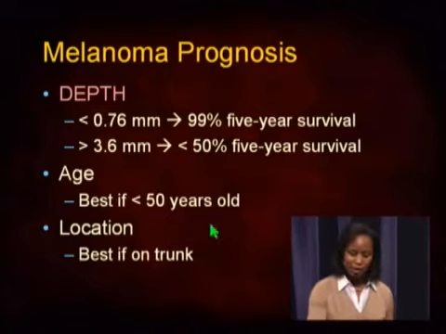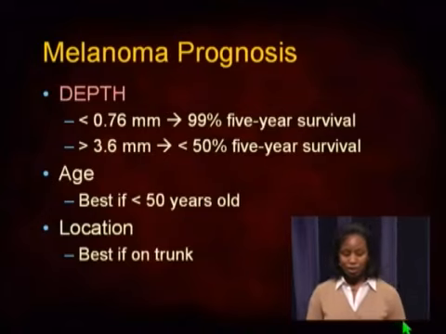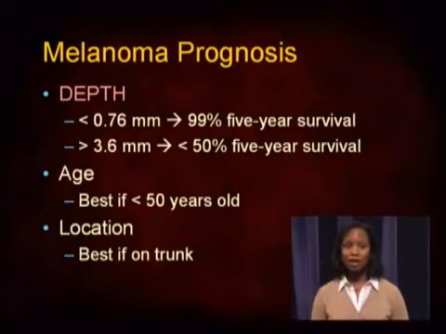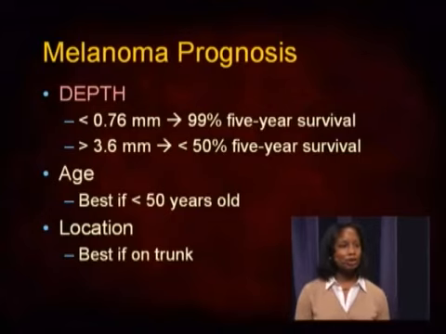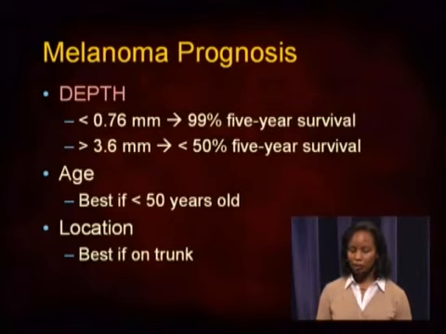There are other things that can be good prognostic signs. Younger patients tend to do better than those who are older than 50, and patients who have melanoma on the trunk tend to do better than those who have melanoma on their arms or legs, on their extremities.